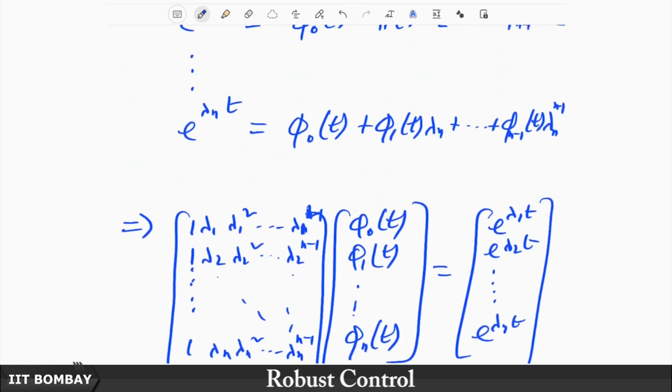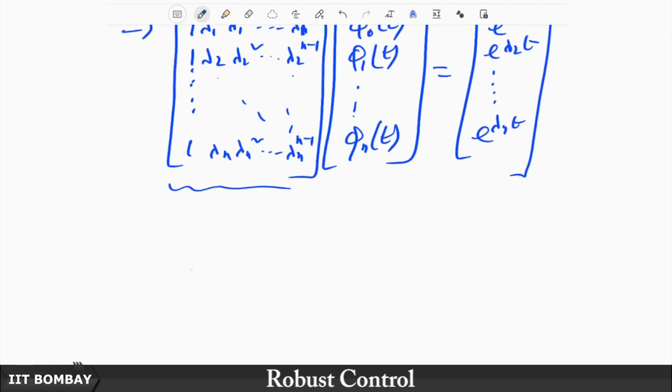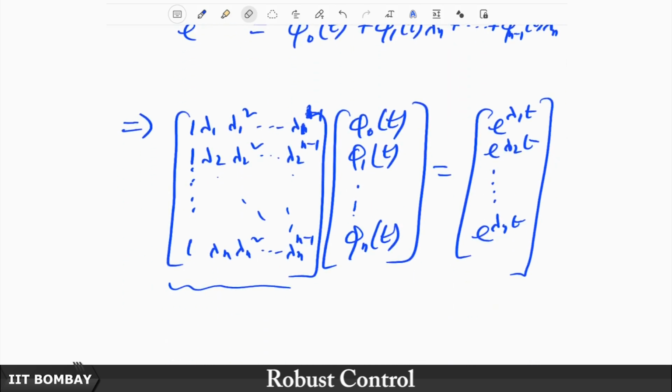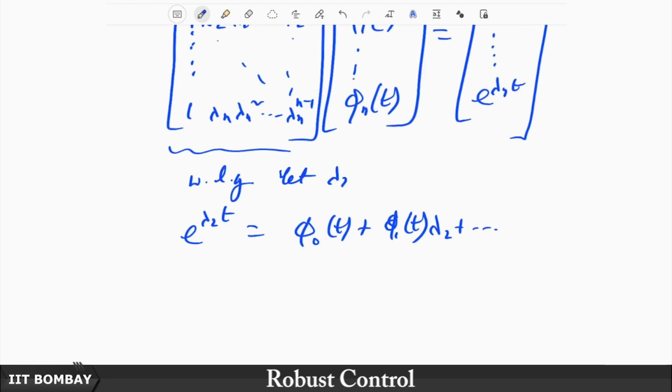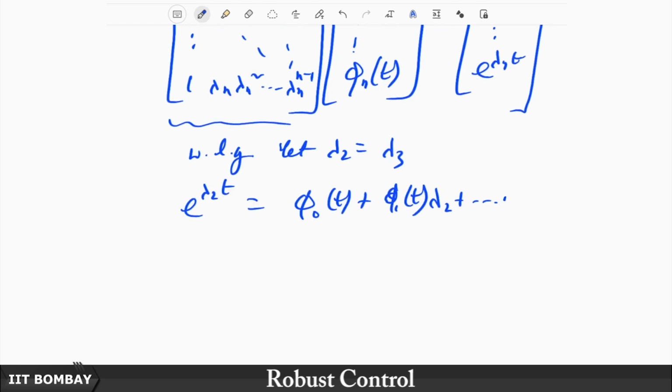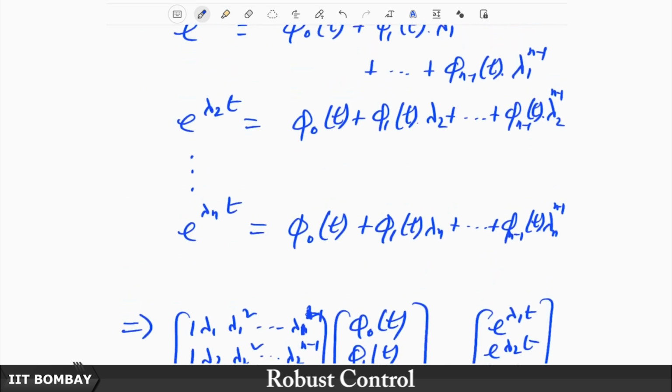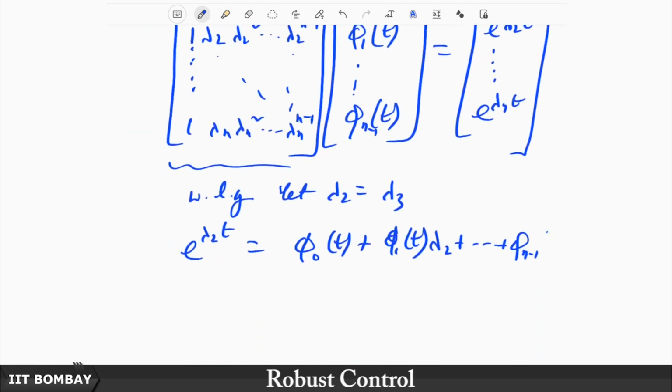Well, it turns out in that case we do something very simple. So, suppose you come up with two equations that are identical. For example, you come up with a repetition of lambda. So, let me just write that down and we will end on this note. So, we have, for example, say e to the lambda 2 t is equal to phi naught t plus phi 1 t lambda 2 plus dot dot dot, plus phi n minus 1 t times lambda 2 to the power n minus 1. This is without loss of generality. Let lambda 2 equal lambda 3.